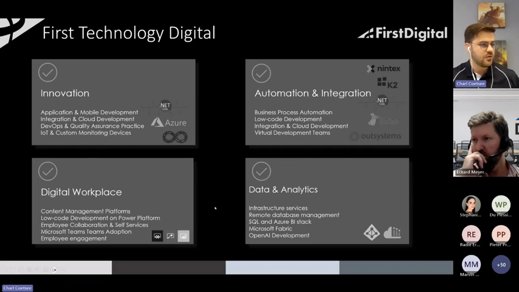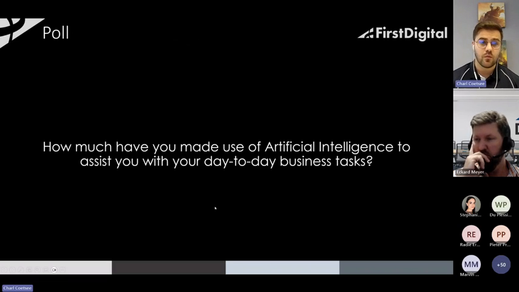So before we get started with today's demo and demonstration that we want to show you, we first have a poll that we'd like to post to the audience. Now, granted, as I mentioned, AI is already part of our daily lives. How much have you made use of artificial intelligence to assist you with your day-to-day business tasks, specifically around tasks that you have to do in your workplace or online in your business on a daily basis?